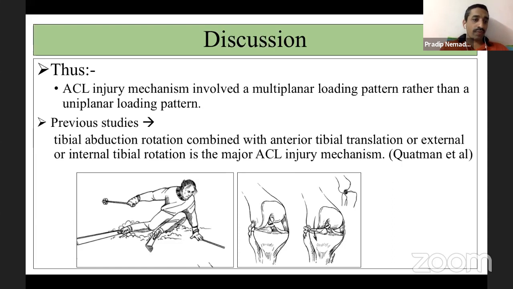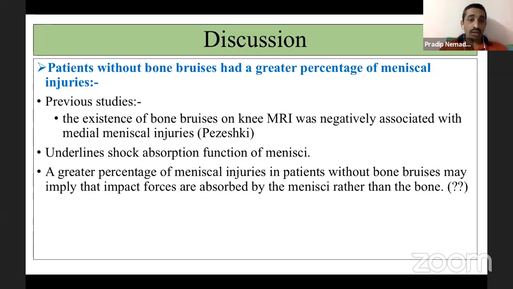And the previous study showed that the tibial abduction rotation combined with the anterior tibial translation and external rotation is the major ACL injury mechanism. And this study also potentiated the claim made by the previous study by Quantum. So another aspect of the study which needs interpretation is those patients who did not have any bone bruise, and they had more percentage of ACL, more percentage of meniscal injuries.